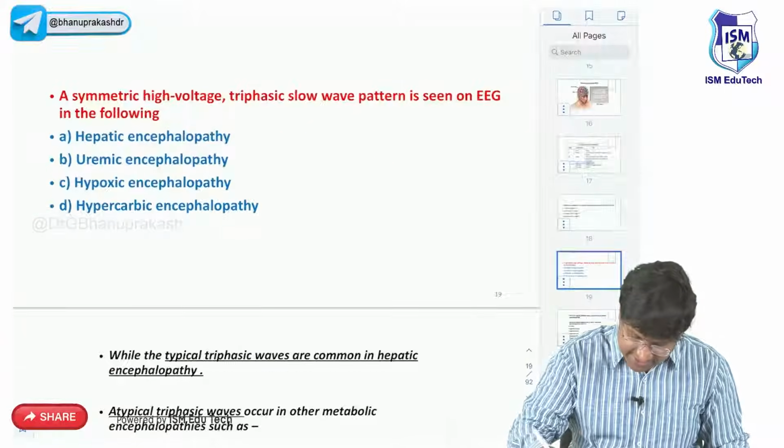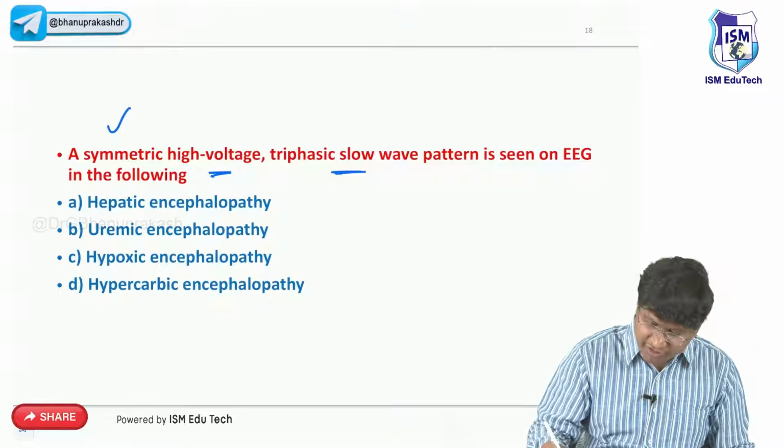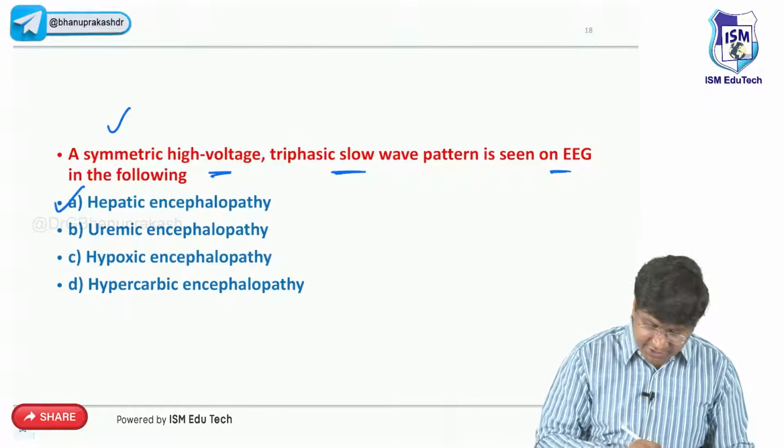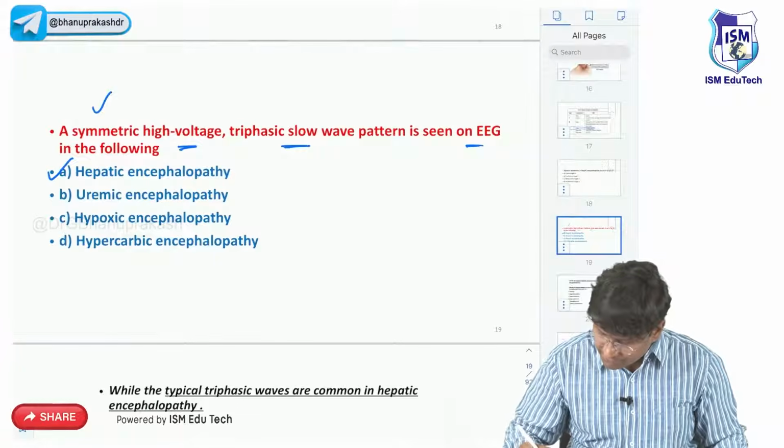Right. So what do you think is the answer here? The same thing. Symmetric high voltage triphasic slow wave pattern in EEG is seen in which condition? It is seen in patients with hepatic encephalopathy. Okay. Right. This is one of your PYQs.